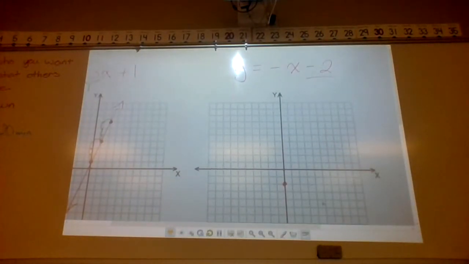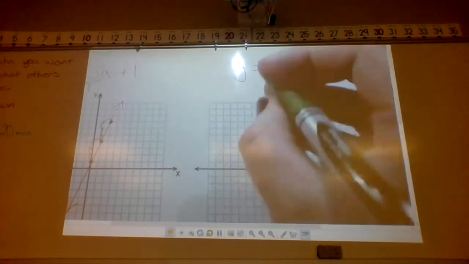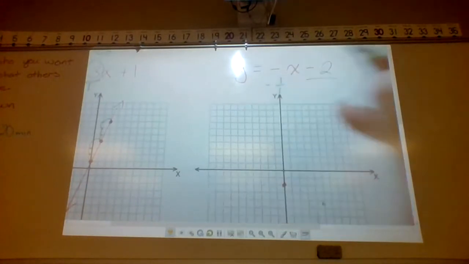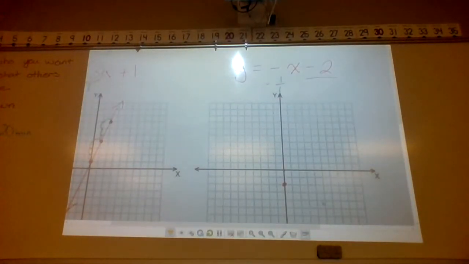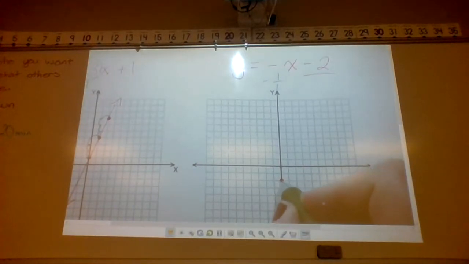What is our slope? Our slope is negative 1 over 1. Now, think back to yesterday. You guys remember that chart I had you copy in your notes about positive and negative slopes? Okay. Guess what? Your slope's negative. Are you going to go up or down? Down. You're going to go down. Negative means you have two ways to do this. If I want a negative slope from here, I'm going to go down one to the right one.